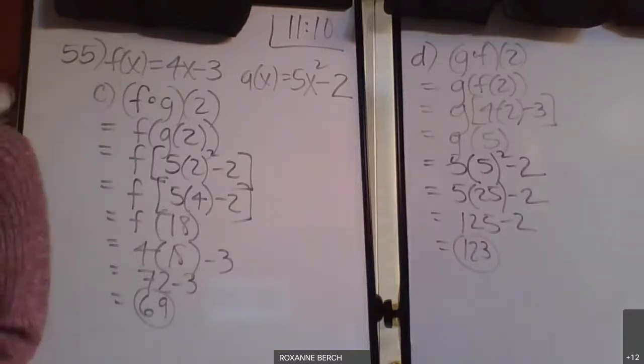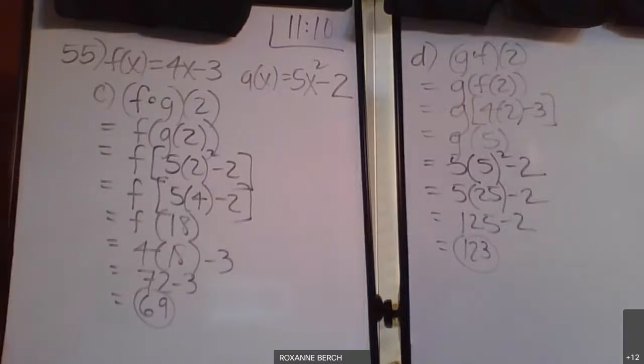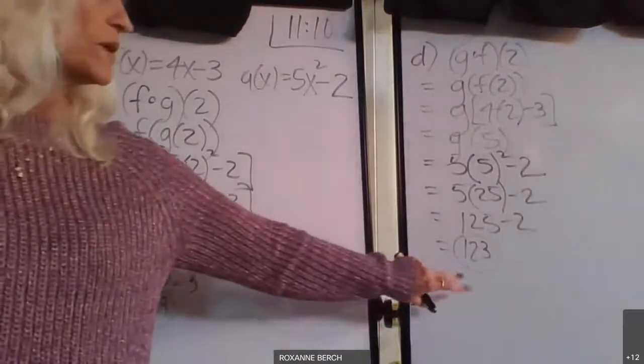Did they have you do that? 55? Yeah, they didn't put the D's in my book. That's weird. I never noticed that before. So then they didn't put the answer for D in my book. But this is the answer, 123.